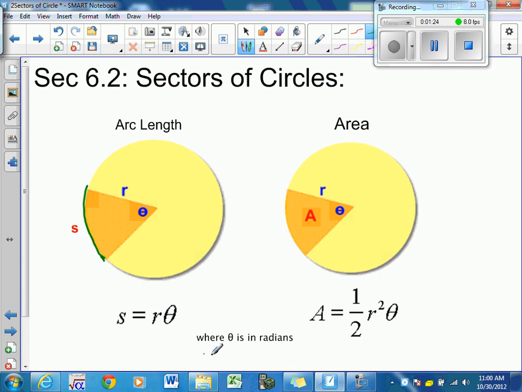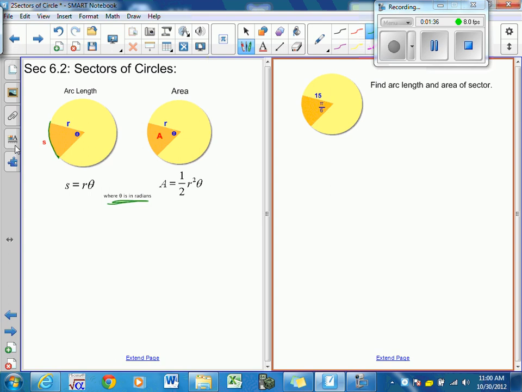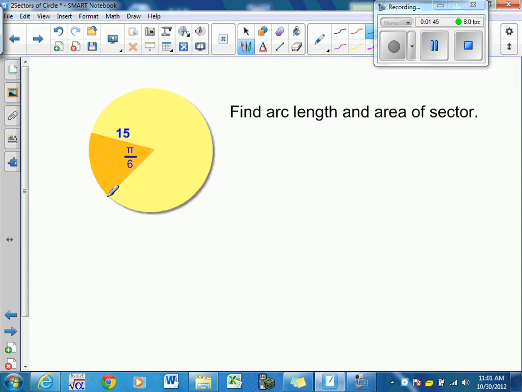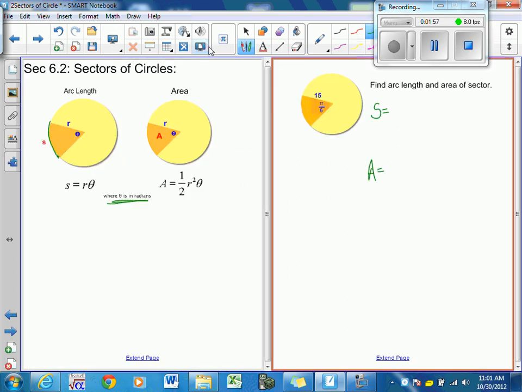So let's look at an example. Find the arc length and area of a sector. Our radius is 15, and our central angle is pi over 6. So our arc length is S. Our area is A. And if we go back and look at our formula, it's just R, 15, times theta, which is pi over 6. And if we multiply that, 15 times pi divided by 6, we get 7.85.